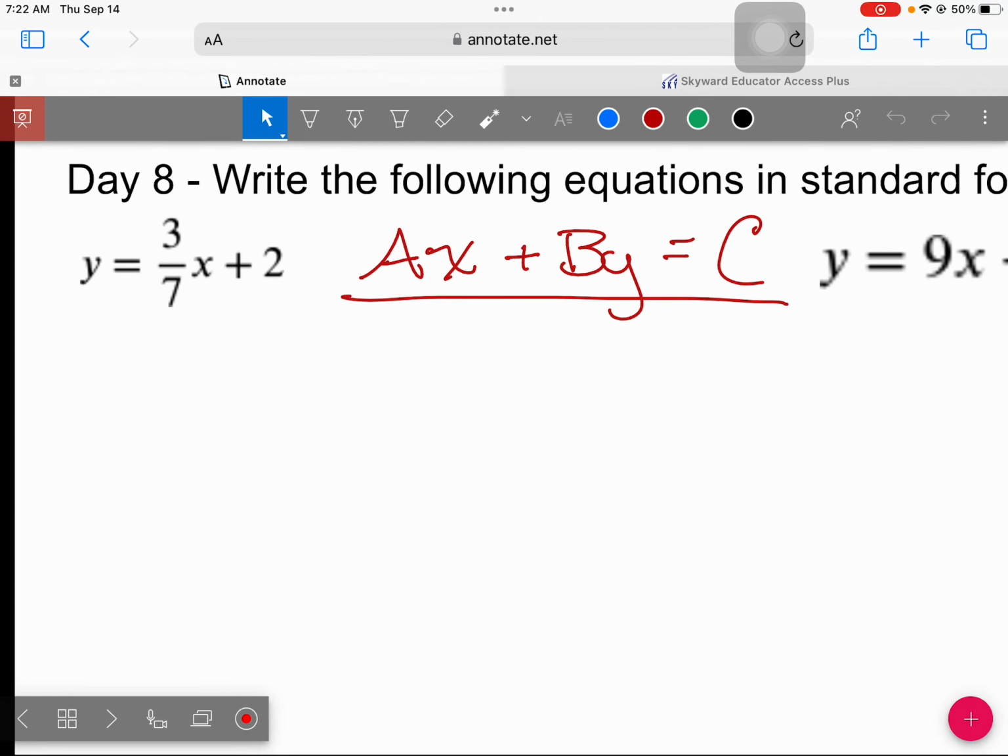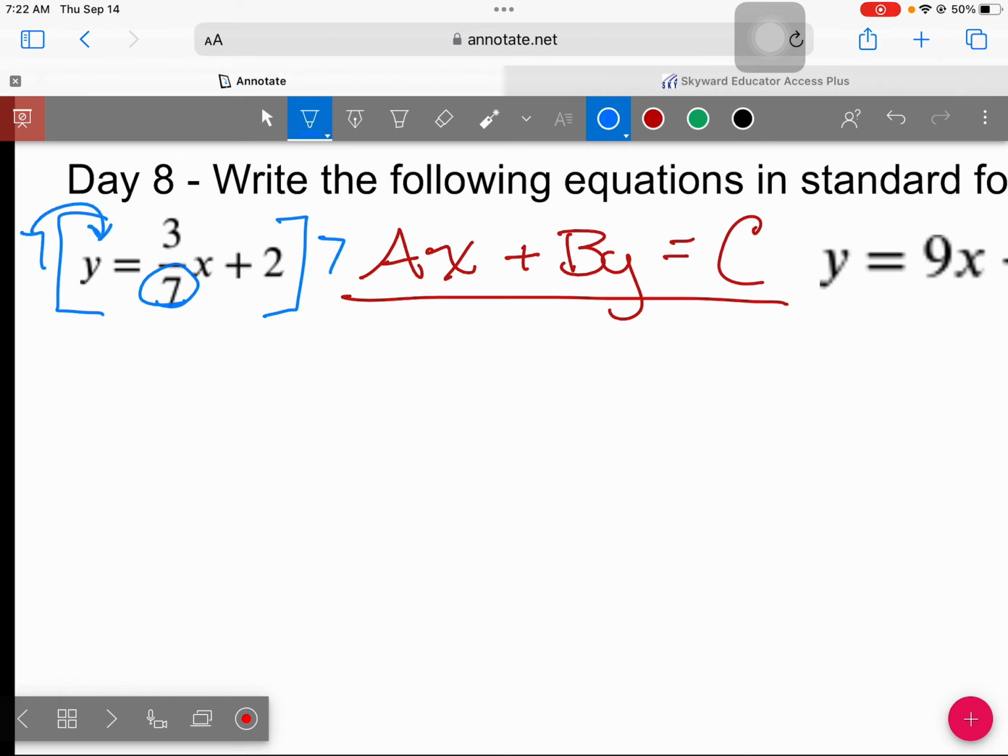Y equals 3/7 x plus 2. That is slope-intercept form, and we're going to change it to standard form. We do not like dealing with fractions, so we're going to multiply everything by 7.